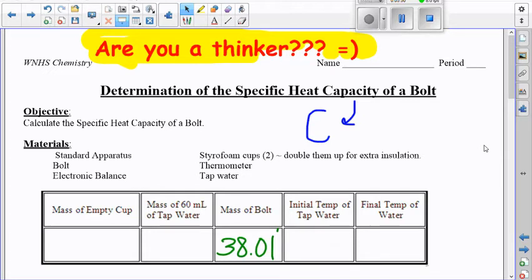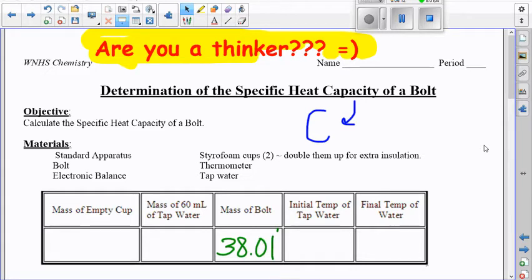Okay. So here we go. I want to find the heat capacity, that is the C, of this bolt. Again, this bolt looks like this, by the way. Looks like one of these guys. Check it out, virtual. That's the bolt that's in there. So I want to find the heat capacity of that bolt, because I don't know what it is.